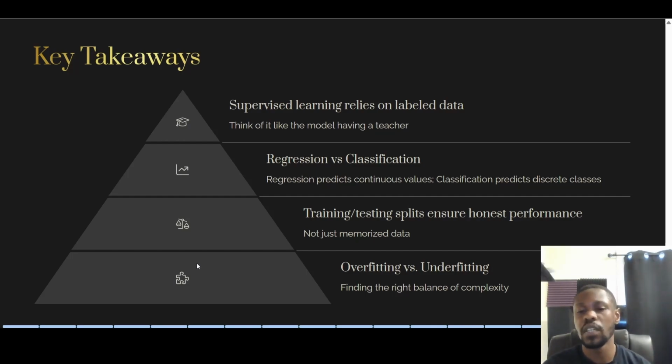Training and testing data: splitting the data into training and testing ensures that we're not simply memorizing the data and fooling ourselves into thinking the model works well, when it doesn't work well when we provide it with unseen data. And lastly, we looked at overfitting versus underfitting. It's about finding the right balance of complexity, ensuring that the model is not simply memorizing data but also has enough information to go off of, and making sure that the model is not too complex, removing additional categories that perhaps don't need to be there. So we refine the model as we go.